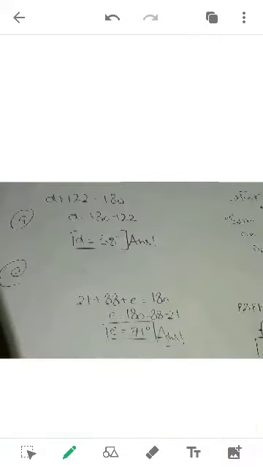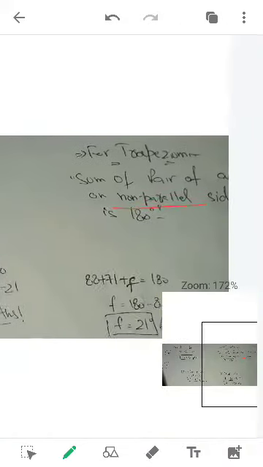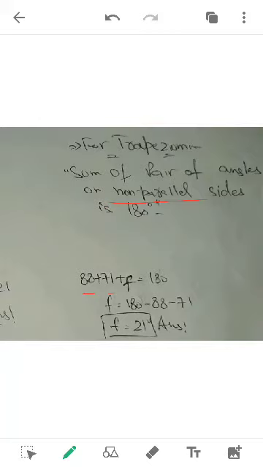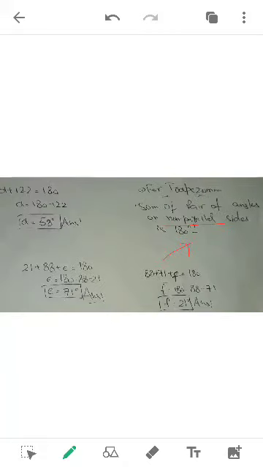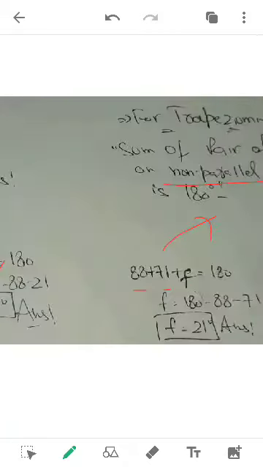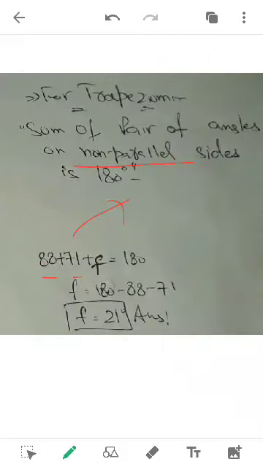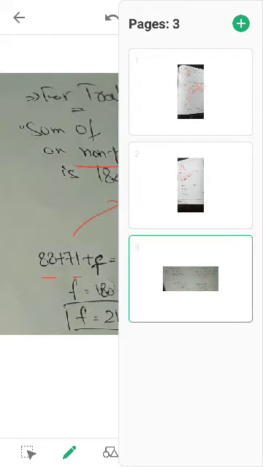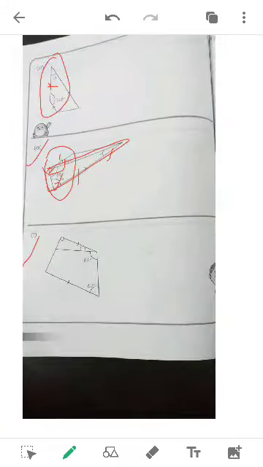This is the general rule. So later on I have put 88 plus 71. What is 71? This is the answer of E that I have calculated. 88 plus 71 plus F is equal to 180 degrees, and I have calculated F from there. So this is how you are going to find all the angles. And what about this part, F1?